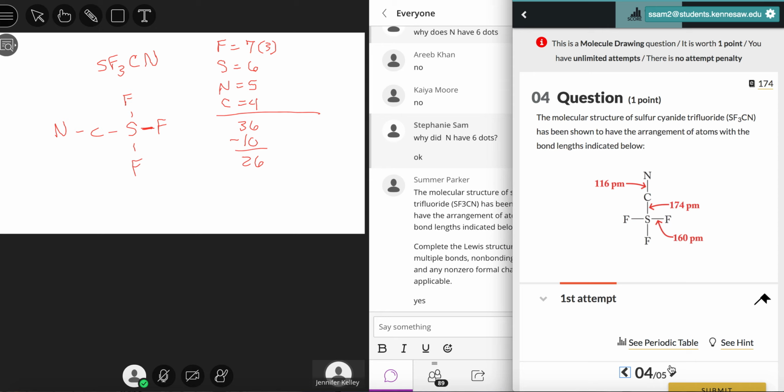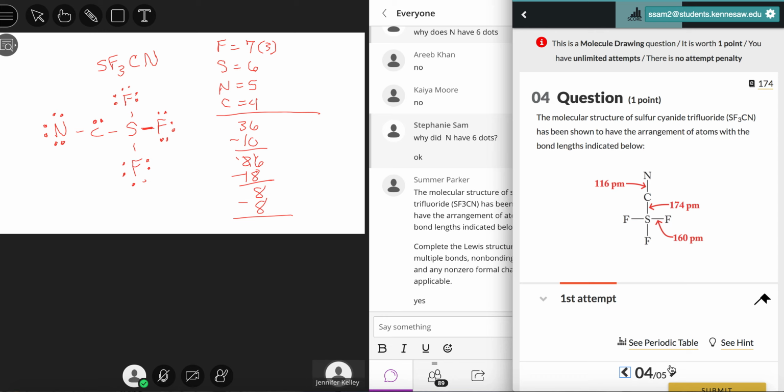So now we're going to do what we did before, which was give everything on the outside an octet. So we've used 18. Okay. So that leaves us 8. So 1, 2, 3, 4, 5, 6, 7, 8. All right, so now looking at this, I can tell that all 3 fluorines have an octet.